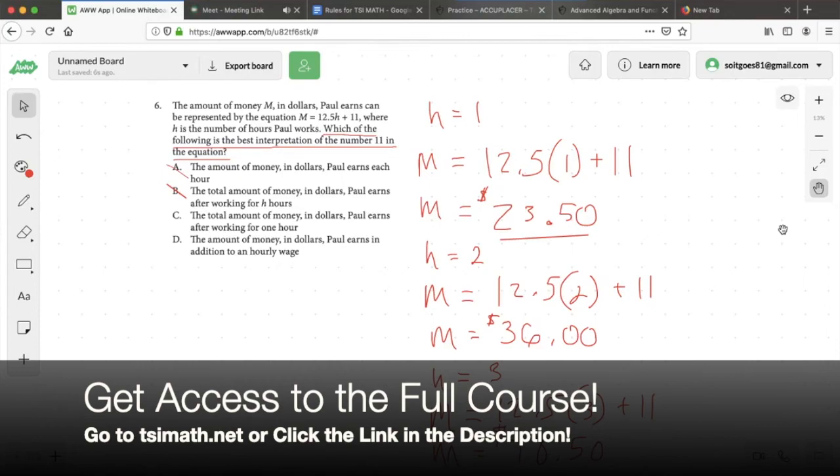Go and read C. The total amount of money in dollars Paul earns after working for 1 hour. Is that what 11 represents in the equation? I don't think so, because how much did he make after he worked 1 hour? $23.50. Every hour he makes $12.50 more.